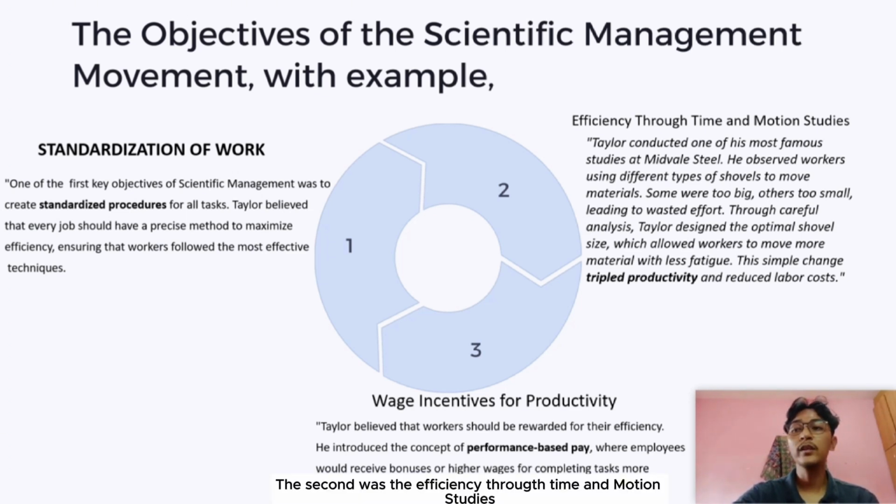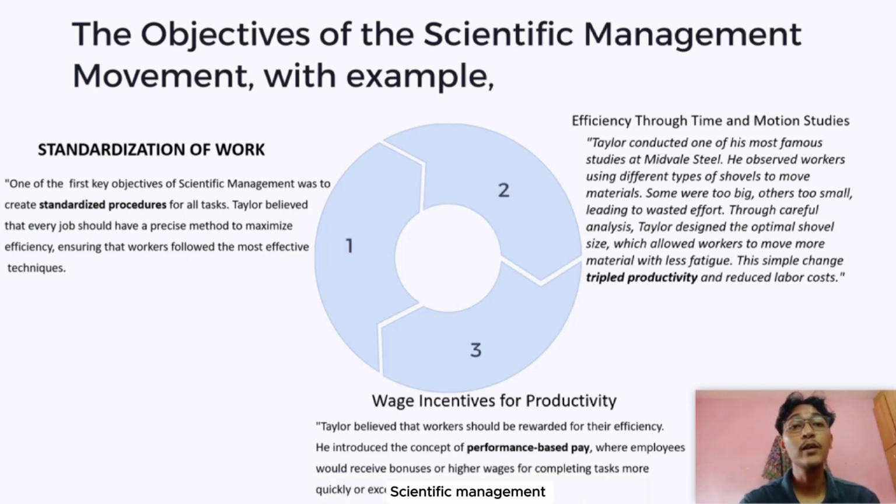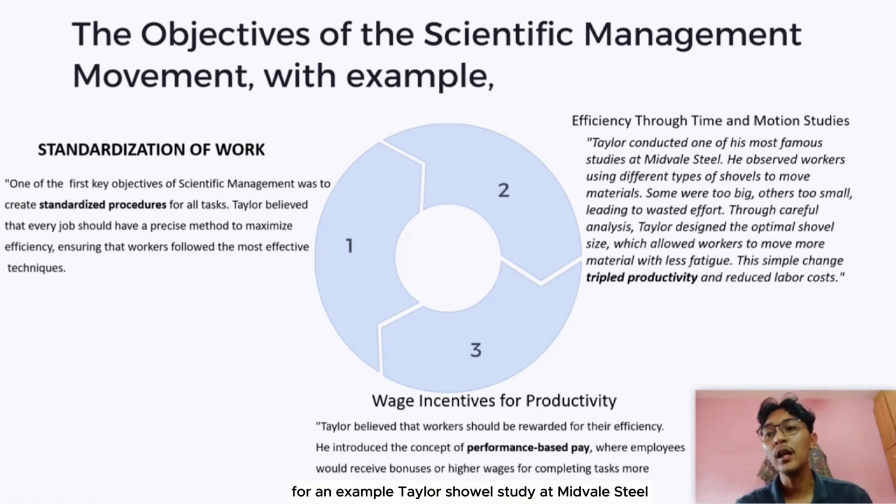The second one is efficiency through time and motion study. Scientific management introduced time and motion study to analyze how workers perform their tasks. The goal was to eliminate unnecessary movement and streamline operations to improve productivity. For example, Taylor conducted a study at Midvale Steel.